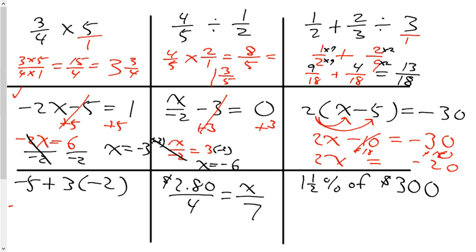Next question, negative 5 plus, I'm going to multiply first, 3 times negative 2, which is negative 6. Add those together, you get negative 11.